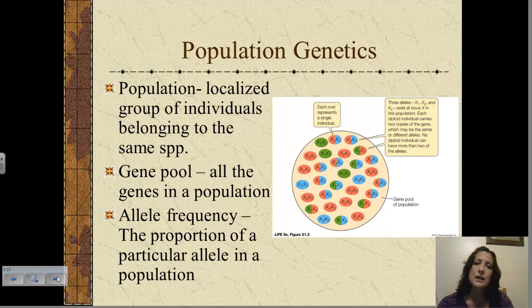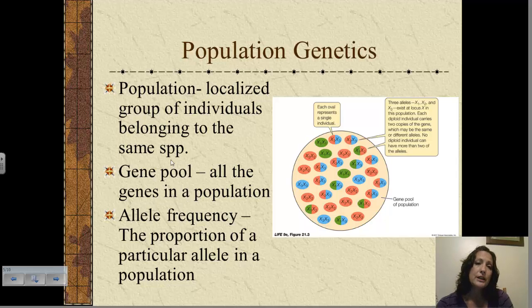And what we're going to focus on in this lecture is population genetics, because this seems to be the trickier part of this chapter. Okay, so I have on here the definition of a population, and I had just gone over that, but the abbreviation SP is for species, and SPP is the abbreviation for species plural. So you may see that at some point.